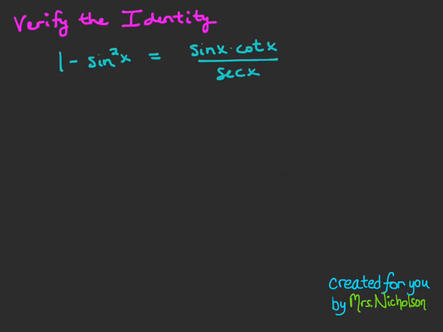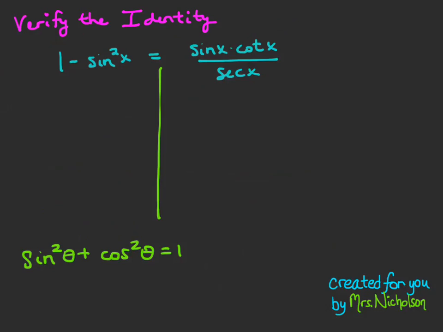Again, my instructions say verify the identity, so I'm going to put up a wall between them. And I'm going to work on the two sides separately. Let's start over here on the left. I have 1 minus sine squared. Now remember, our strategies say that whenever we see squareds, we should try to use a Pythagorean identity. The Pythagorean identity that involves sine squared tells us that, let me move down here to the bottom, I'll write this down. It says that sine squared theta plus cosine squared theta equals 1.